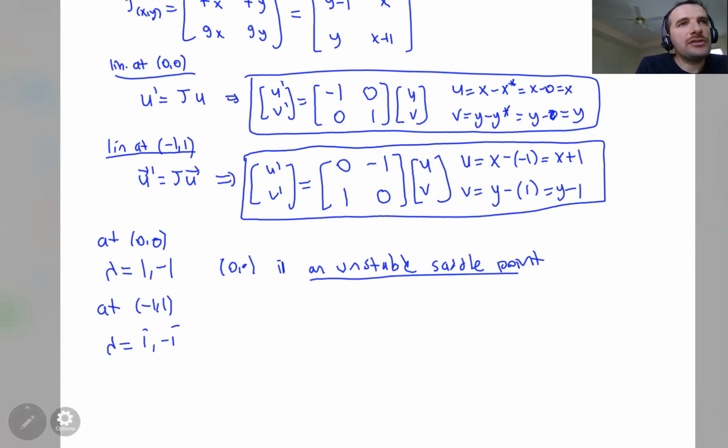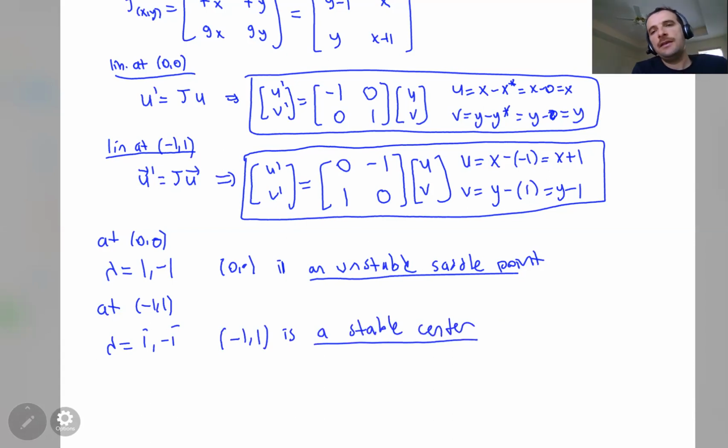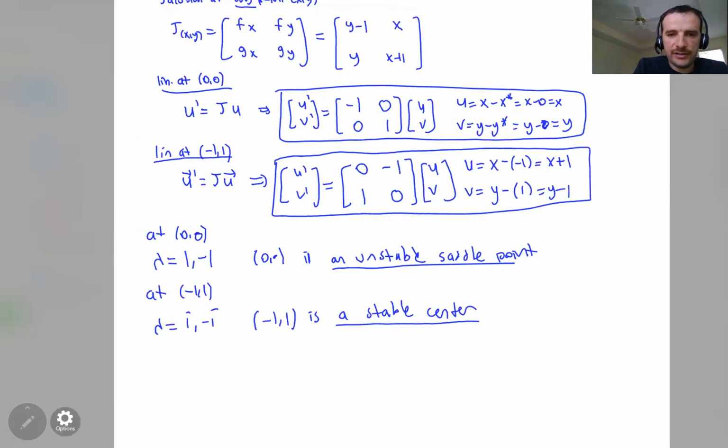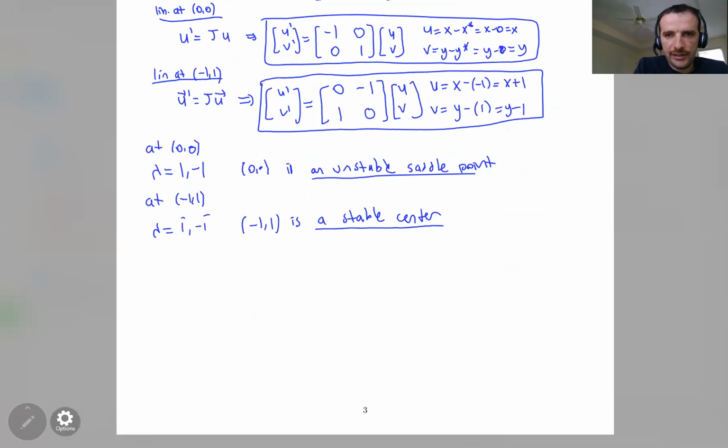Whenever it's purely imaginary, let me check my notes to make sure I'm saying correctly. Yeah, it is a stable center. So there is 0 real part. So negative 1 comma 1 is a stable center. Okay. See, we could find the behavior of the solution here. Okay. Now, let's draw the phase portrait.